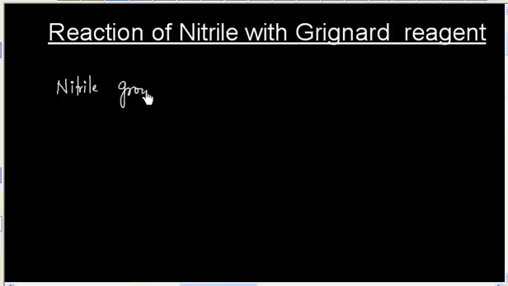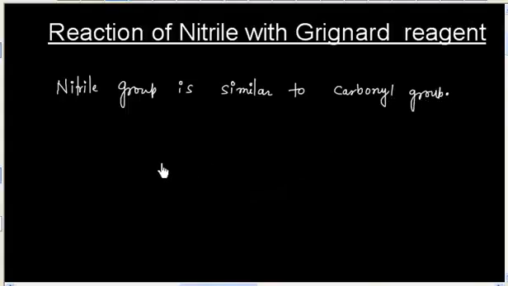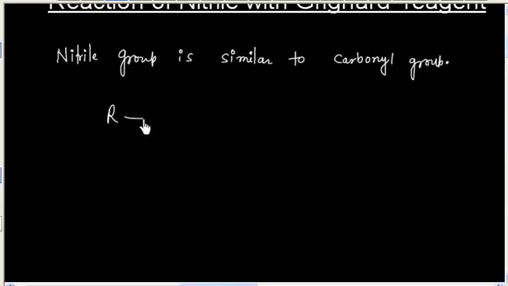Nitrile group is similar to carbonyl group. In both cases we have polar bonds. For example, this is nitrile. Nitrogen is more electronegative than carbon, so it will have a negative charge and carbon will have a positive charge. So there is a polarity from carbon to nitrogen side.